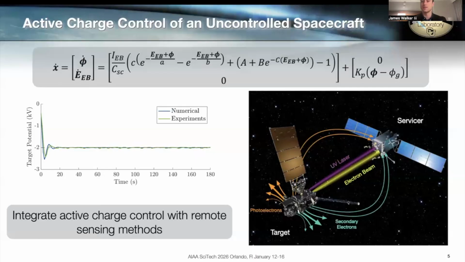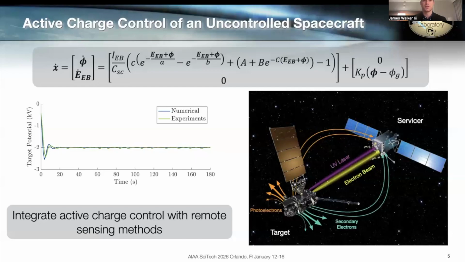Now, this was conducted in an idealized environment, and we used special equipment to get quick and accurate measurements of the target's potential, neither of which are realistic for an in situ application. So the next step of this work is to start removing these idealized assumptions and making it into a more realistic scenario.